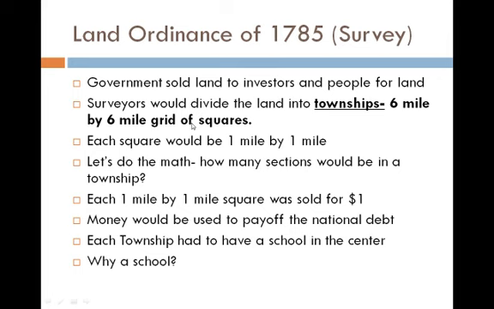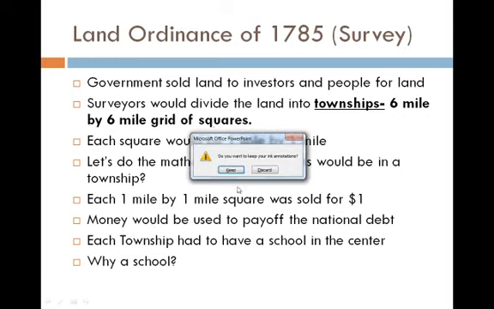The surveyors and the people would divide the land into something called townships. East Caln Township, which Downingtown is a part of, is an example of a township. It is actually a 6 mile by 6 mile grid of squares that are almost evenly distributed. Each square within that 6 mile by 6 mile area would be 1 mile by 1 mile.